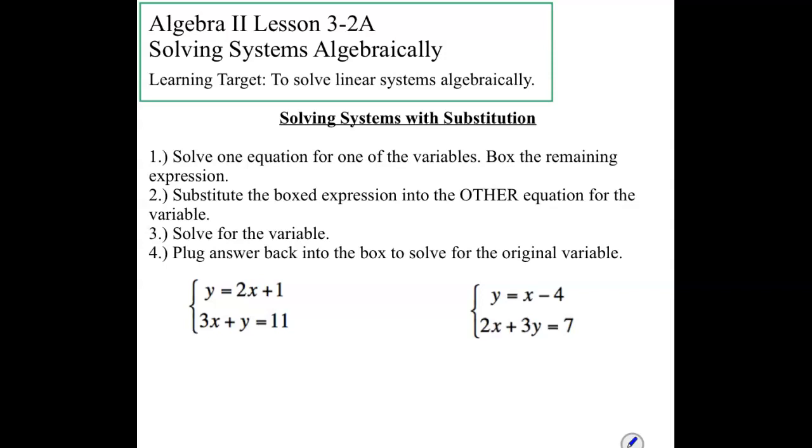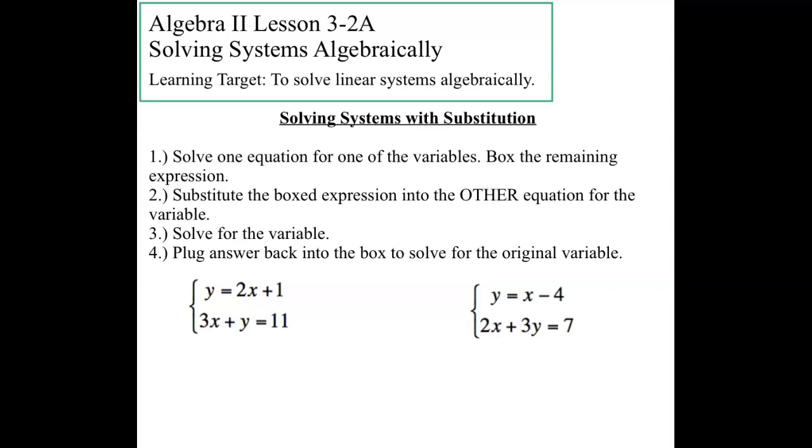It's where we solve one equation for one of our variables. In other words, we get a y by itself or we get an x by itself. And then we can substitute that expression into the other equation. That eliminates one of our variables so we can solve for the remaining one, and then we can plug our answer back into our original equation in order to check and get the second variable.